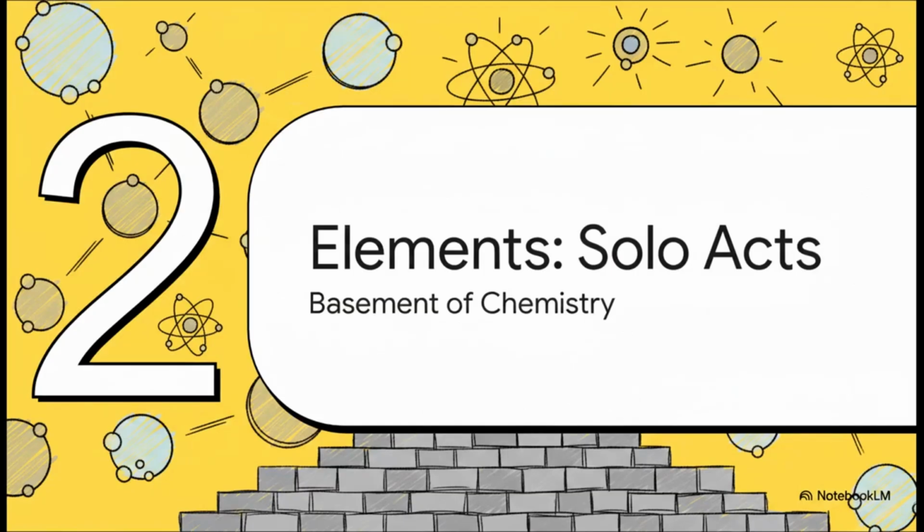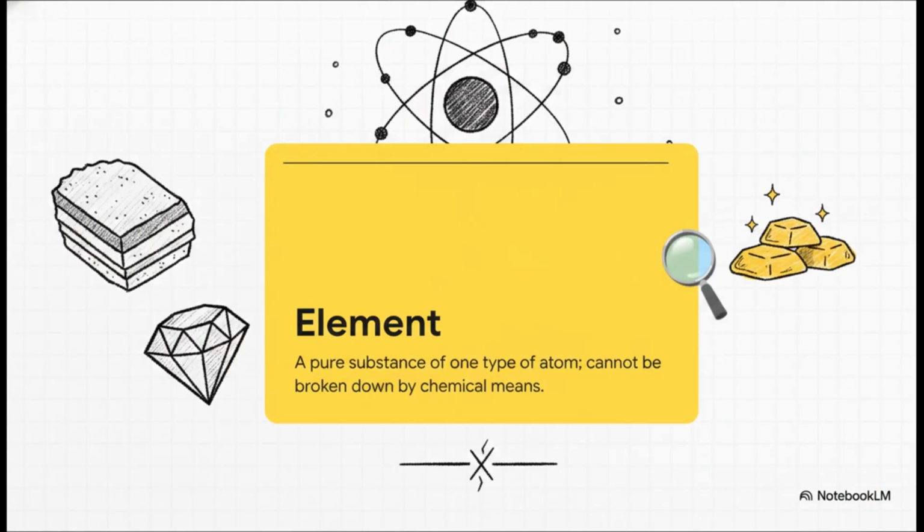Moving on to Section 2. Elements, the solo acts, the basement level of chemistry. Elements represent the absolute basement level of chemistry. They are pure substances made of only one type of atom, and they absolutely cannot be broken down into simpler substances by any chemical means whatsoever. They're represented by unique symbols, like C for carbon, which amazingly manifests as both incredibly soft graphite and super hard diamond. The atom is the absolute smallest unit that retains these highly predictable properties.